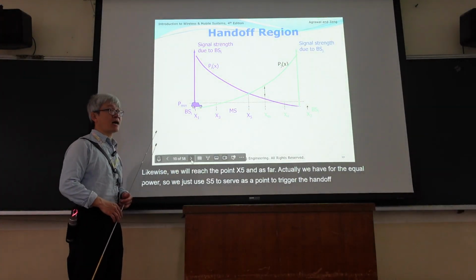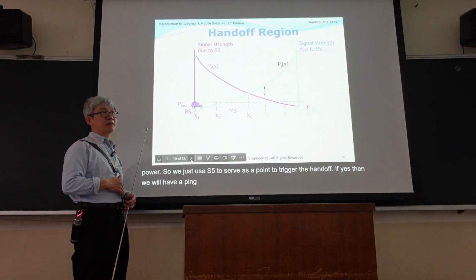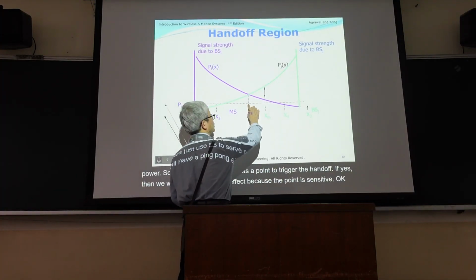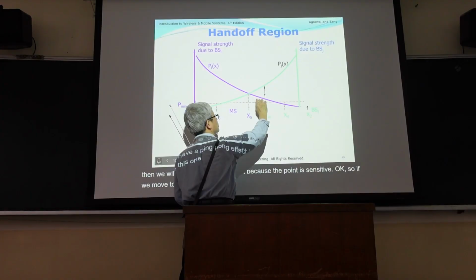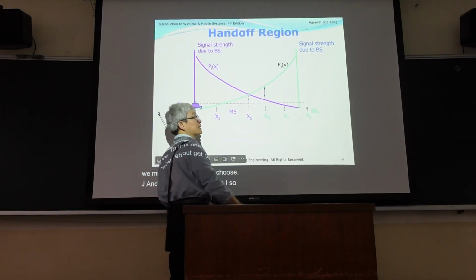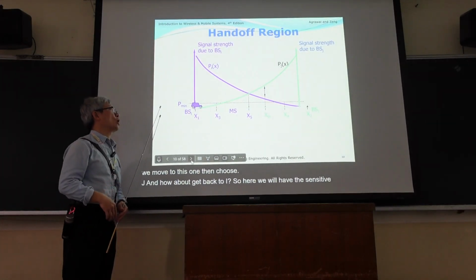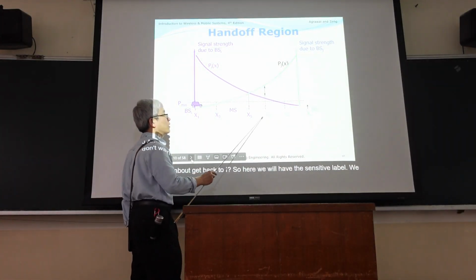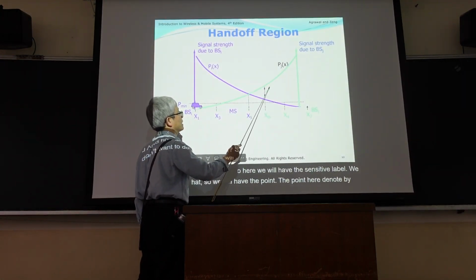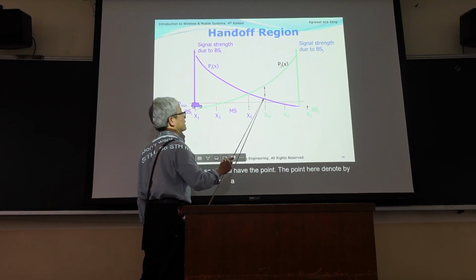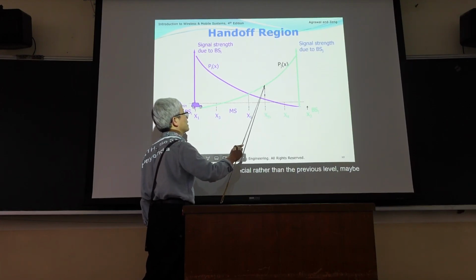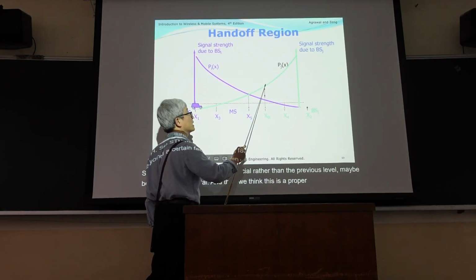If yes, then we will have a ping-pong effect because the point is sensitive. So if we move to this one, then choose J. And how about getting back to I? So here we will have the sensitive level. We don't want to do that, so we will have the point here denoted by STH. STH means we have a threshold greater than the previous level, maybe beyond a certain threshold, and then we think this is a point to trigger the handoff.